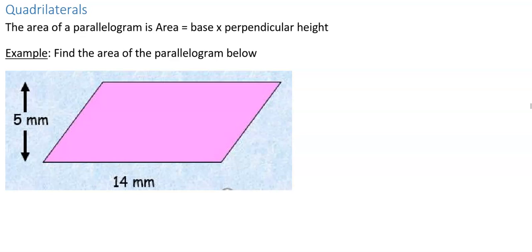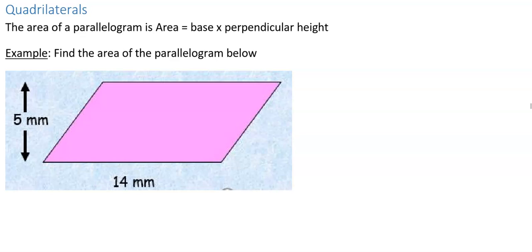In this video, we're going to look at areas of different quadrilaterals. A quadrilateral, first of all, is a four-sided shape, and there are lots of different quadrilaterals with lots of different area formulas. The first shape we're going to look at is a parallelogram, and the area of a parallelogram is base times perpendicular height. I'm just going to show you roughly where this comes from.